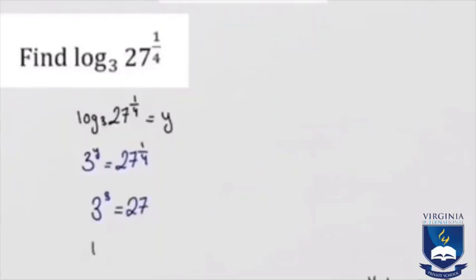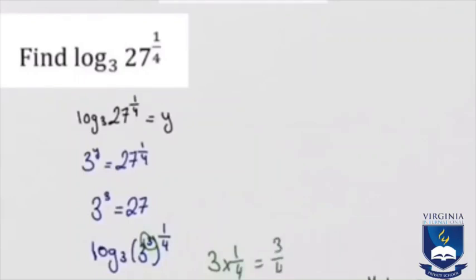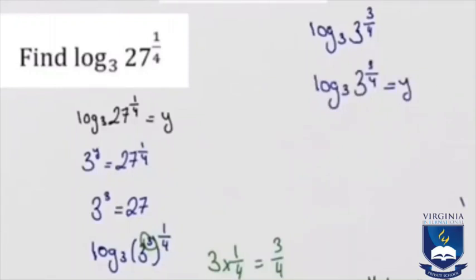And now we have log base 3 of 3 to the power of 3, to the power of 1 over 4. To get rid of the 3, we will multiply 3 by 1 over 4, and the answer will be 3 over 4. So now we have log base 3 of 3 to the power of 3 over 4. And now to find y, we will write it in exponential form again. It will be 3 to the power of y equals 3 to the power of 3 over 4. So y is equal to 3 over 4.